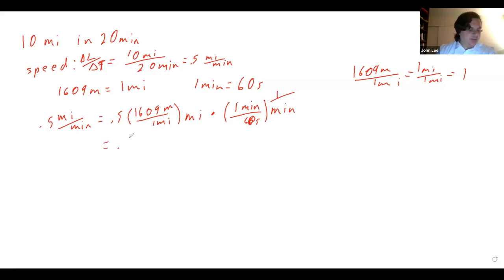So this is going to be 0.5 times 1,609 meters over 60 seconds, which is going to be about 13 meters per second, because the miles cancel out and the minutes cancel out. So does that all make sense? That's how you do unit conversion? Does that make sense?